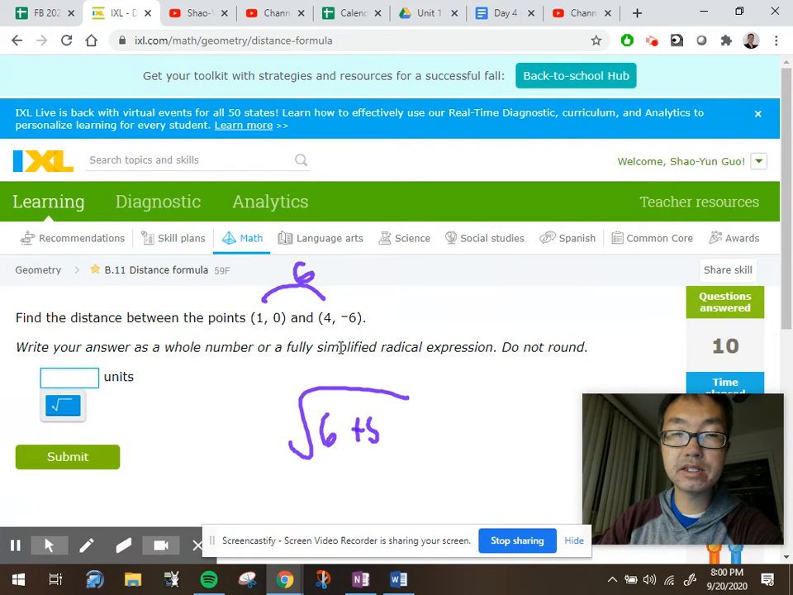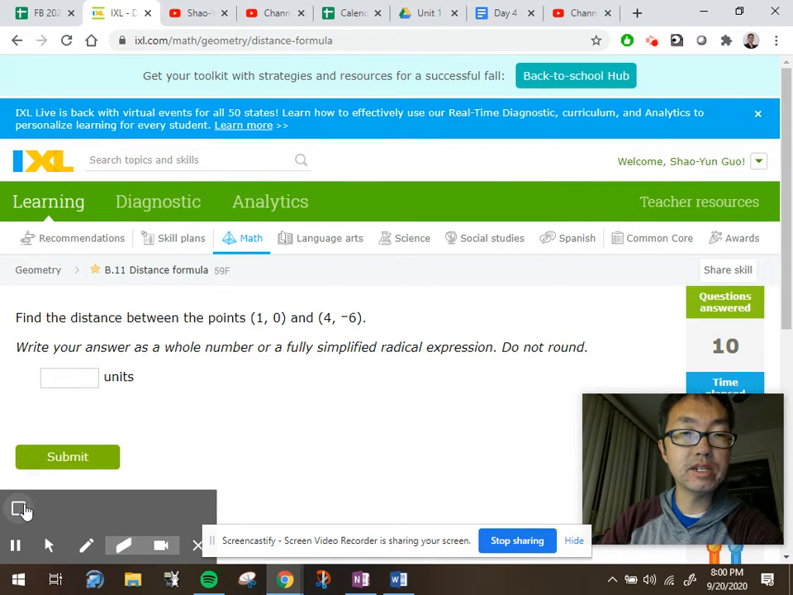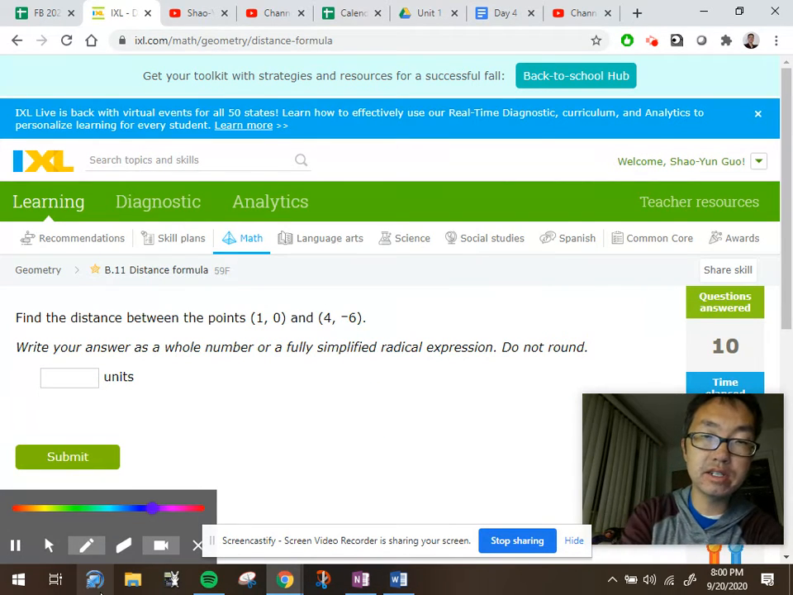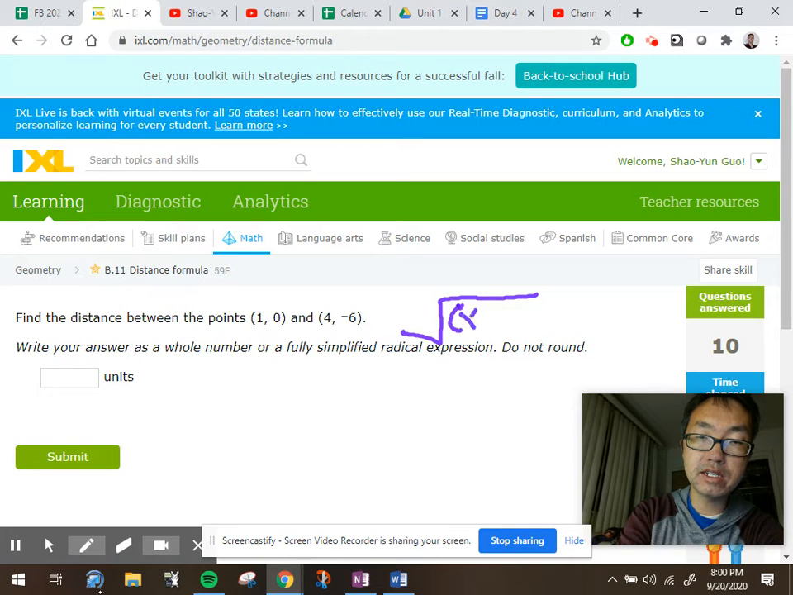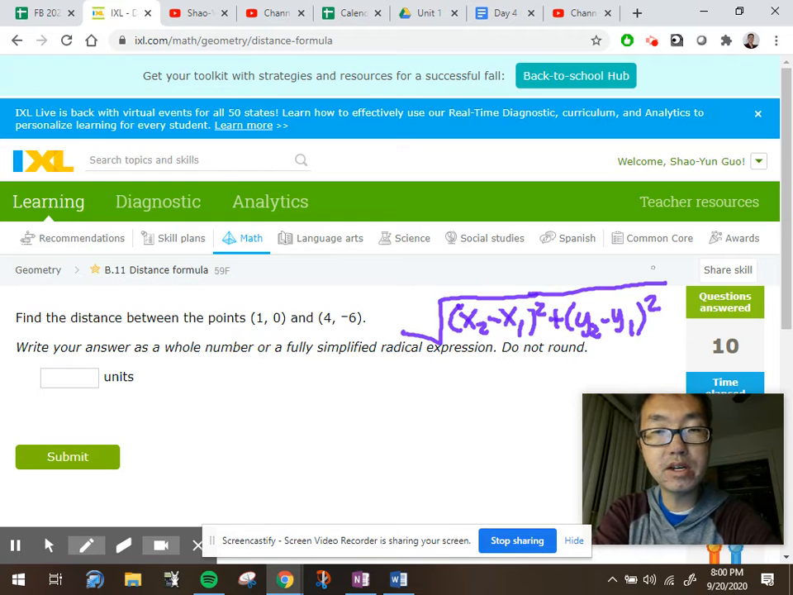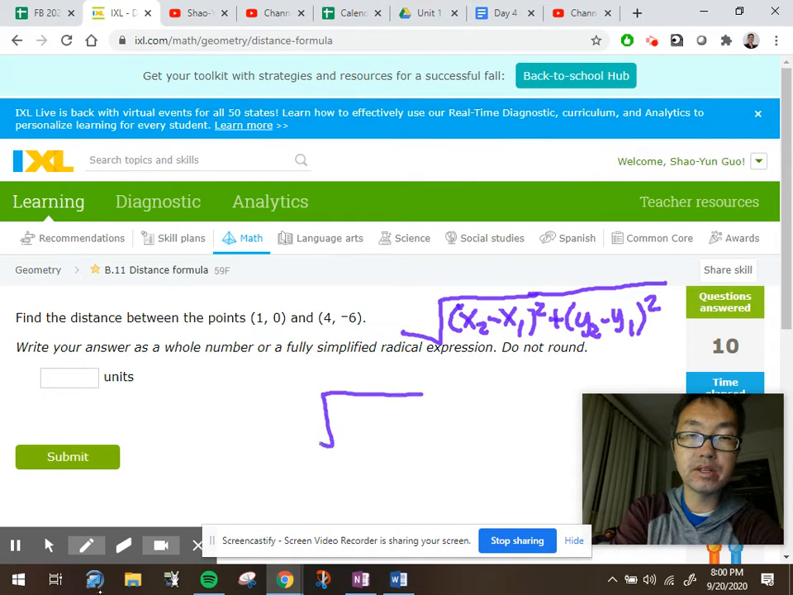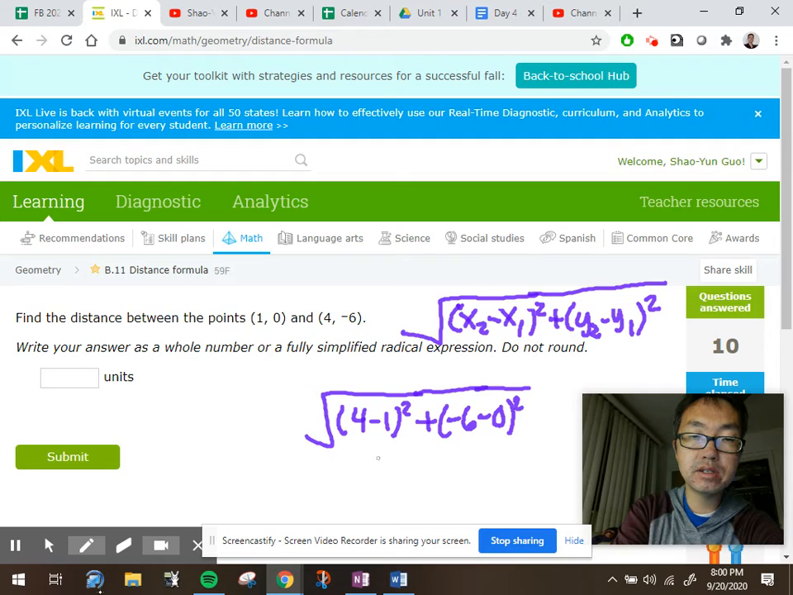9 and 6. Okay. Let me write the formula in case you run across it on the internet, so you're clear. It's x2 minus x1 squared plus y2 minus y1 squared. Hopefully that makes some sense on how to find the distance using that formula. Now we're going to do that. 4 minus 1 squared plus negative 6 minus 0 squared. So 3 squared and 6 squared, 45. Square root of 9 times square root of 5, 3 root 5.